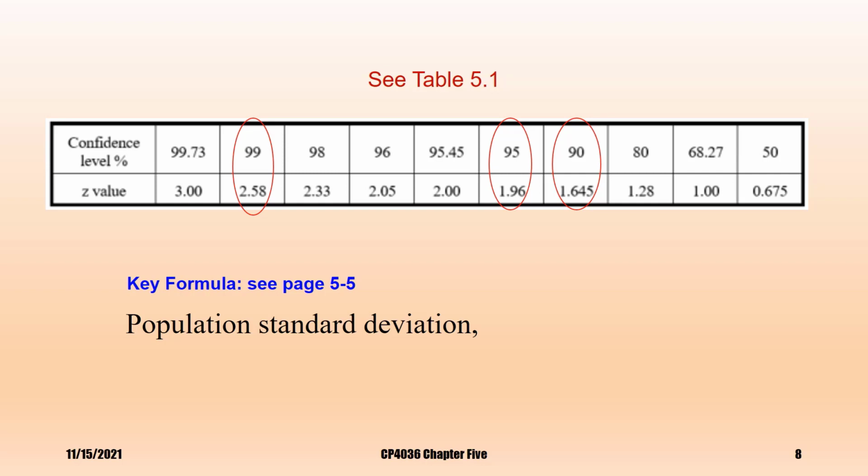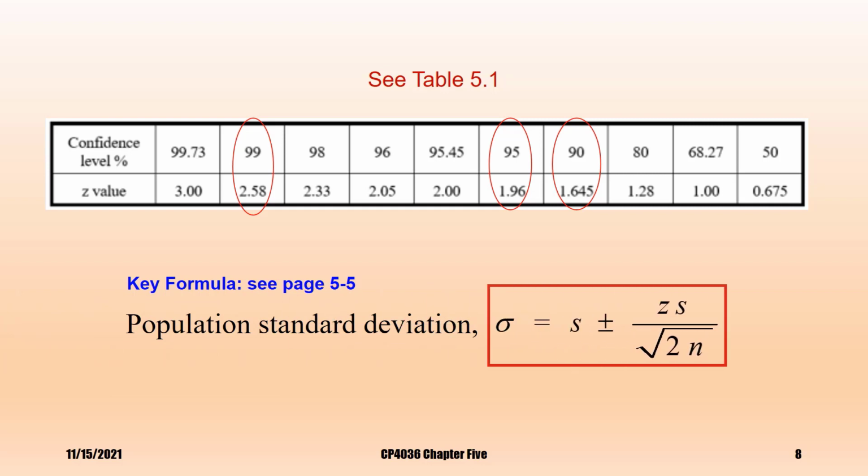Besides estimating population mean, another one of our stated objectives was to estimate population standard deviation. This formula on page 5.5 is used for estimating population standard deviation. We will also have examples on performing calculations using this formula in the tutorial.